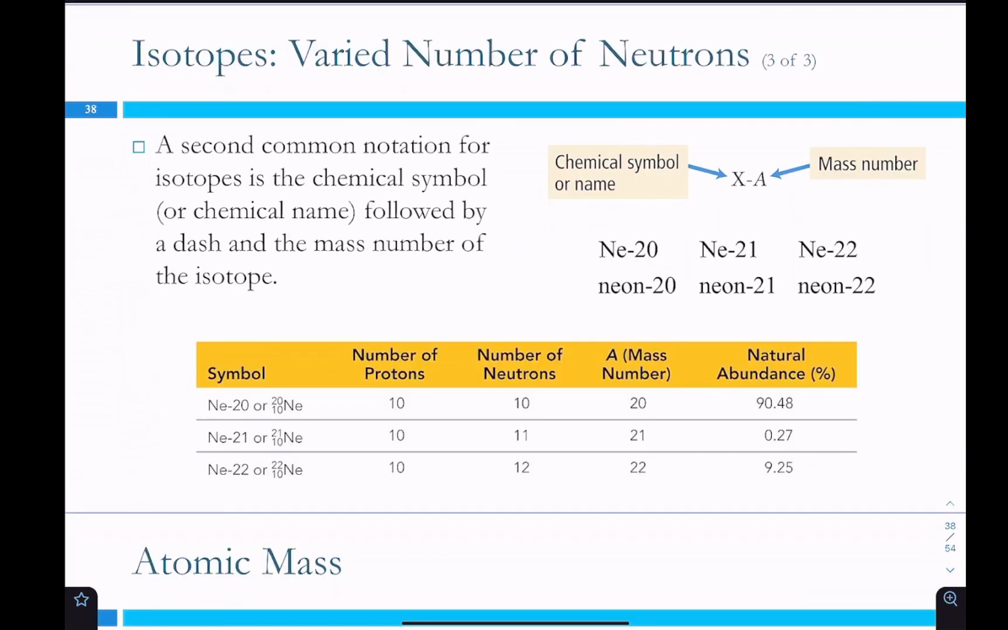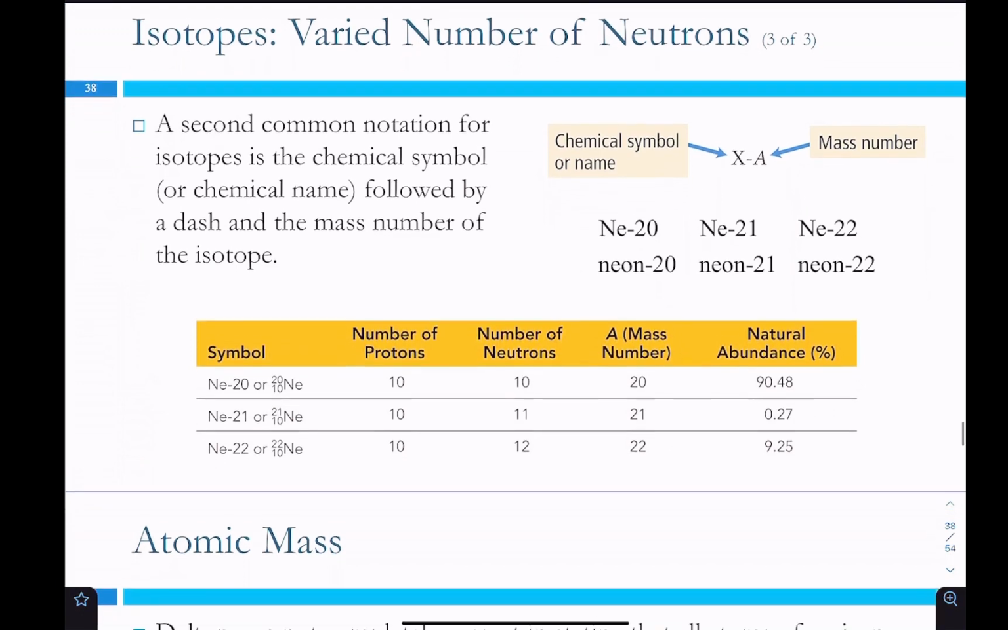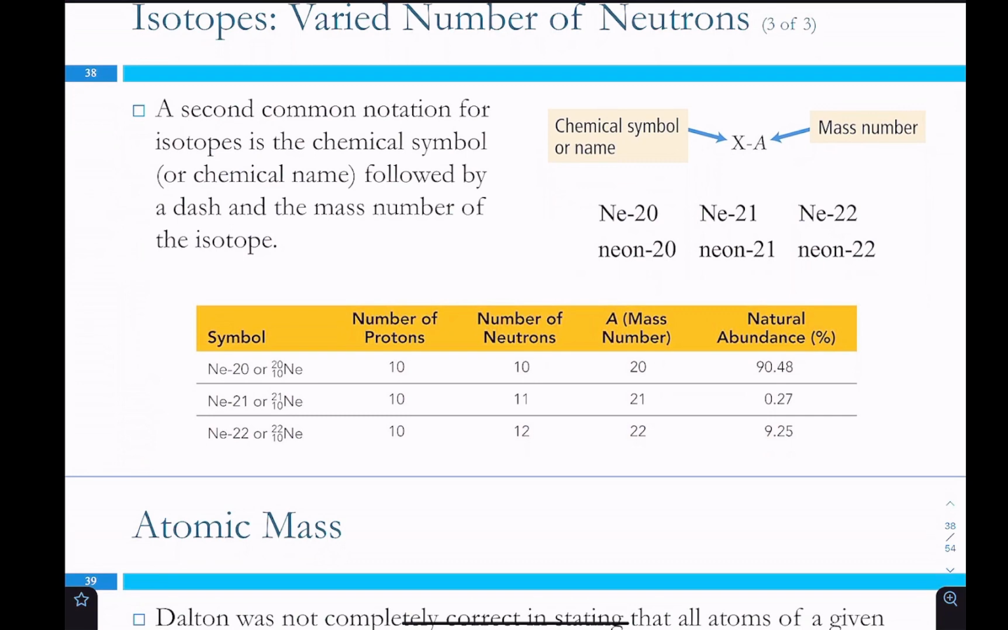Another common notation, because the number of protons is always going to be the same, is to just write the symbol with the mass number, or the name with the mass number. So neon 20 is neon with a mass number of 20. It still has 10 protons. That doesn't change. And for neon, 20 is the most abundant. So 90% of neon is going to be neon 20, 0.27% is neon 21, and about 10% is going to be neon 22.